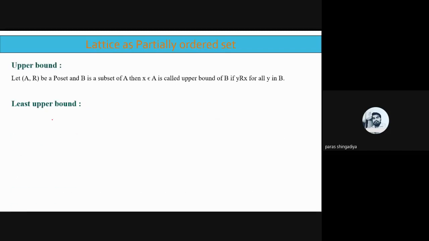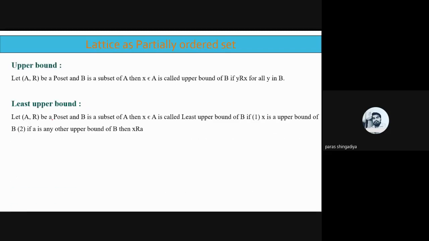And now after that, define the upper bound and least upper bound. So let us revise the definition again. Upper bound means: let (A, R) be a poset and B a subset of A, and X belongs to A is called an upper bound of B if Y R X is satisfied for all Y belongs to B.